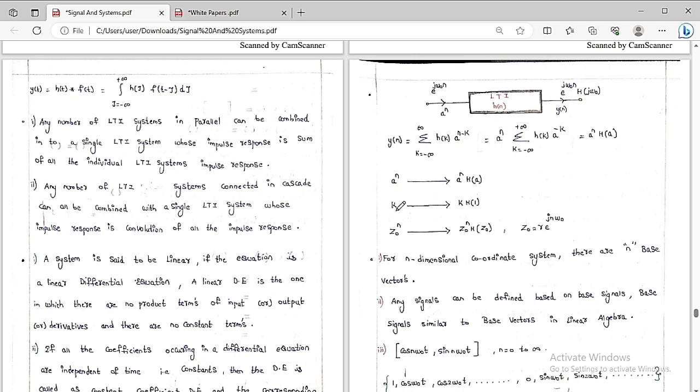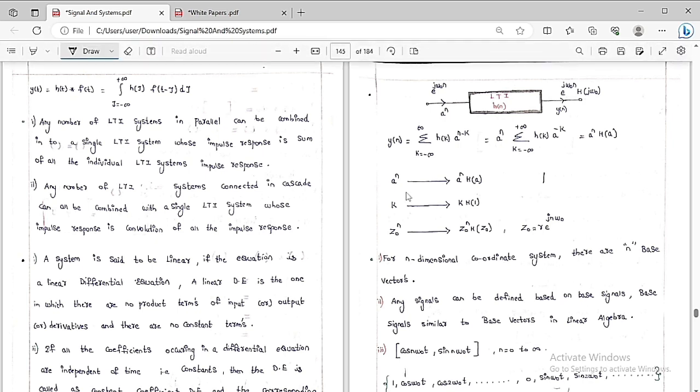Suppose the input is a constant, k. If the input is k, I assume a is equal to 1. If I assume a is equal to 1, then what am I going to get? I get h of 1. Suppose we multiply by k on both sides, then we get k into h of 1. I can write like this. Suppose z0 to the power of n is the input, then we get z0 to the power of n into h of z0, where z0 is equal to r into e to the power of jω naught. So this is the general format.